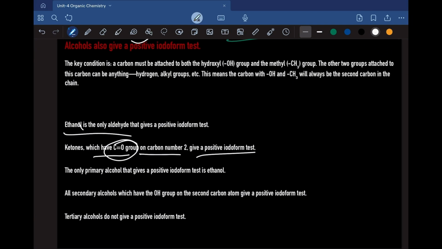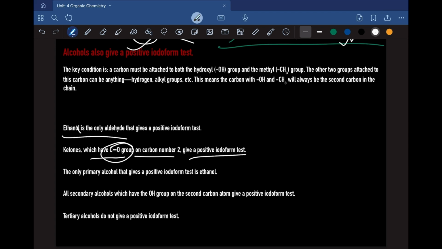Now let's look at the alcohols. Alcohols also give a positive iodoform test, but there are some exceptions. Only one type of primary alcohol gives positive iodoform test. Sorry, the only primary alcohol that gives positive iodoform test is ethanol. And all secondary alcohols which have the OH group on the second carbon atom will give a positive iodoform test. And tertiary alcohol never gives positive iodoform test.